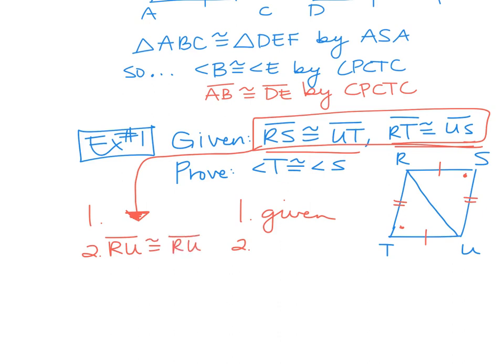Okay, so we're going to take that down a notch real quick. So RU is congruent to RU. That's the reflexive property, right? So we're going to mark these congruent. RU congruent to RU is reflexive.